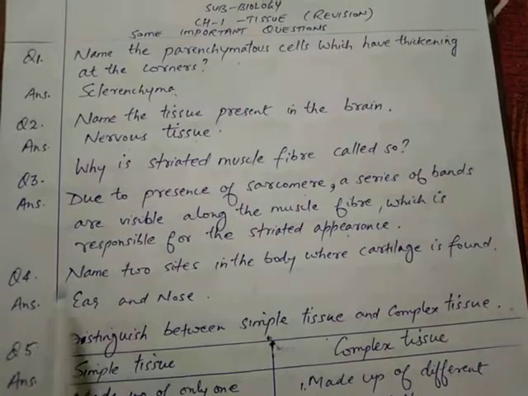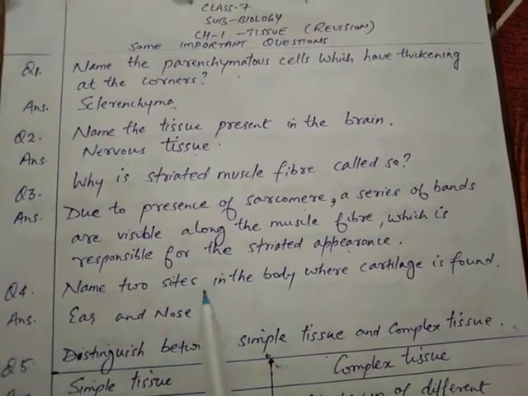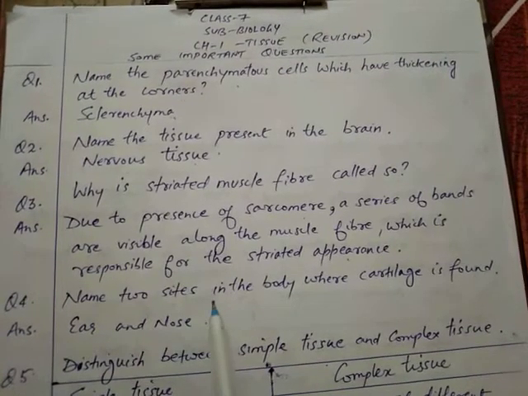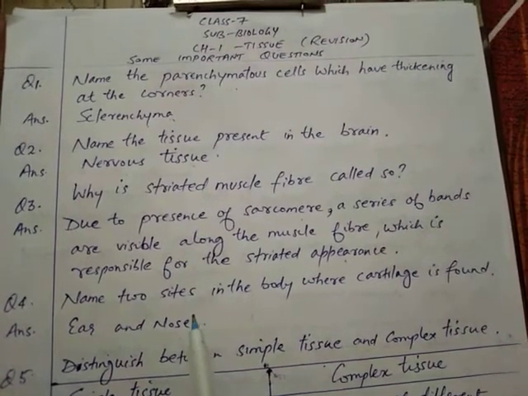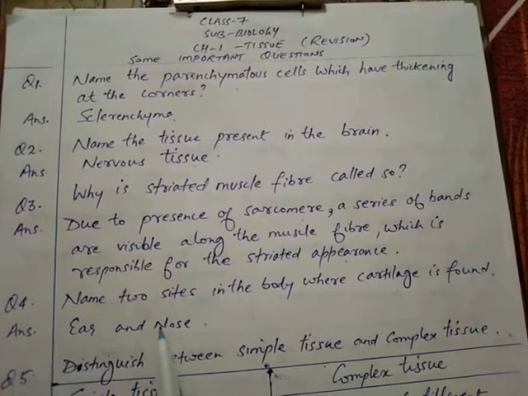Question 4: name two sites in the body where cartilage is found. Cartilage is a soft and elastic part. It is found in the ear as well as at the tip of the nose.